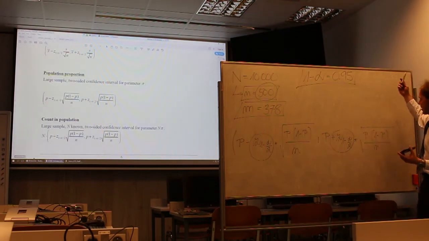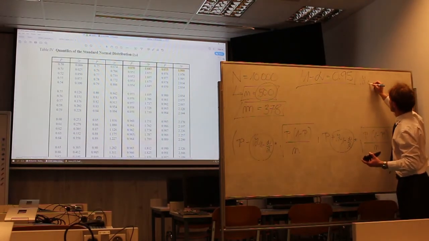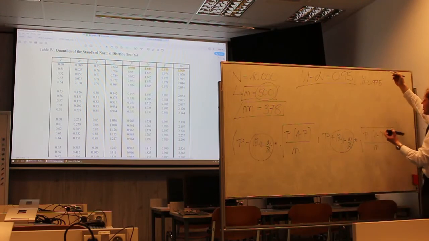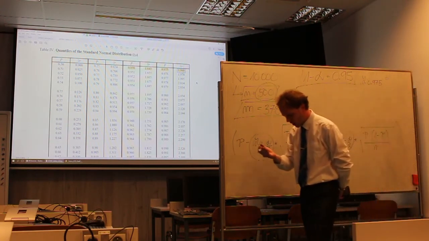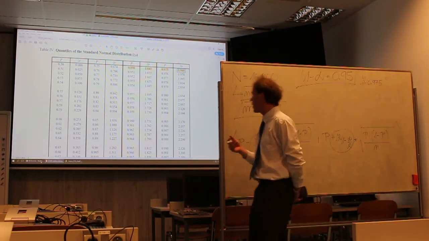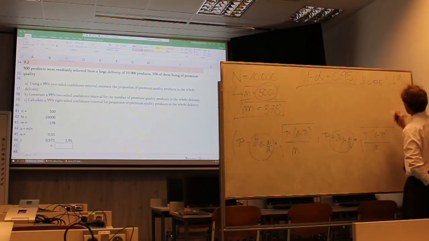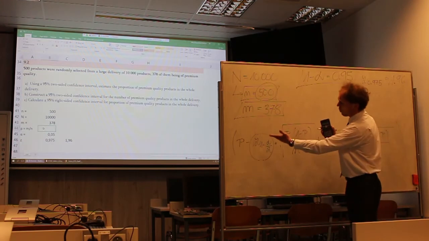So we will find in our statistical tables Z 0.975, the 97.5% quantile of the standard normal distribution. And you remember that this value is 1.96. We already used this value, 1.96.